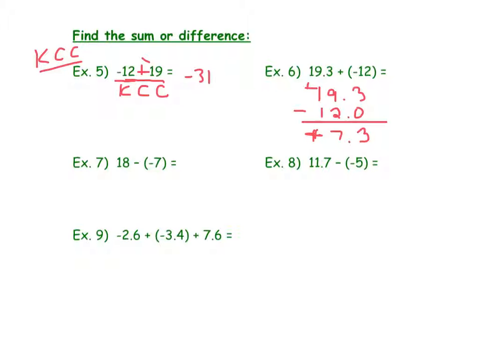On number 7, you have 18 minus a -7. So when we do subtraction, we're going to keep, change, change on that.